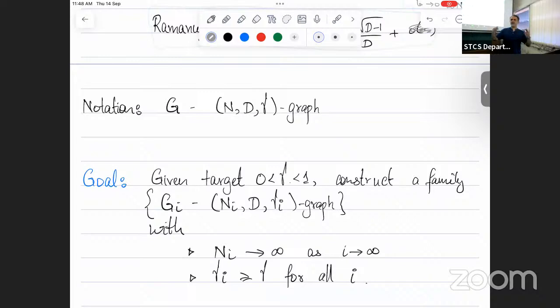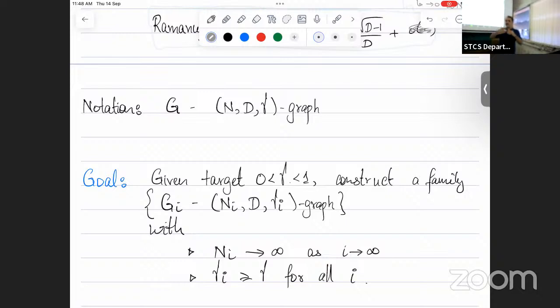I want to build a family of graphs because that's how we are going to use it in our randomized algorithms to somehow do error reduction and so on. And this family of graphs, let's say it's indexed by some i. So G_i is some (n_i, d_i, gamma_i) graph. And what do you want from this?